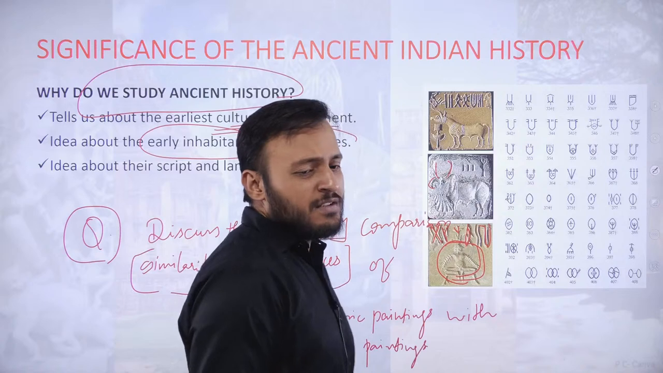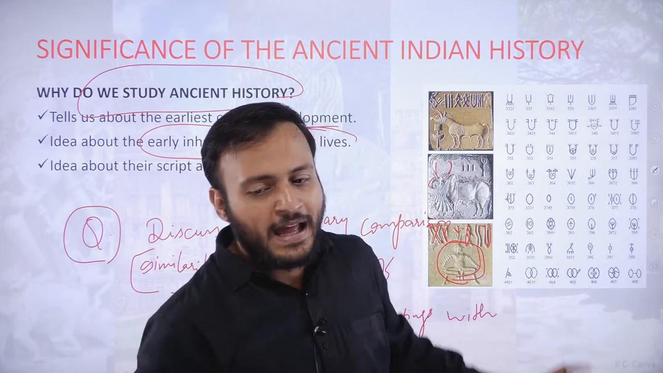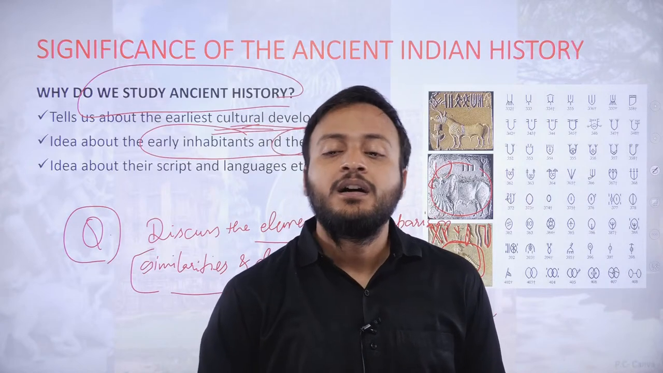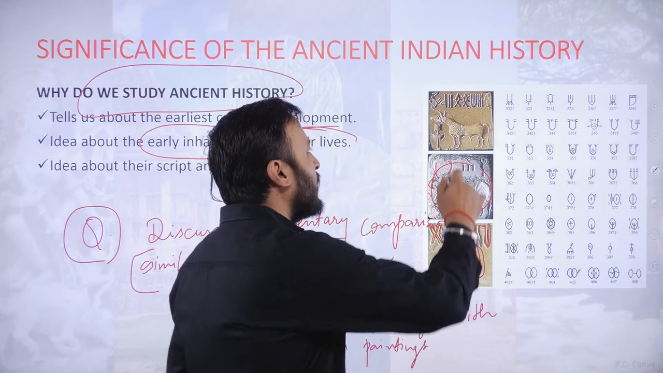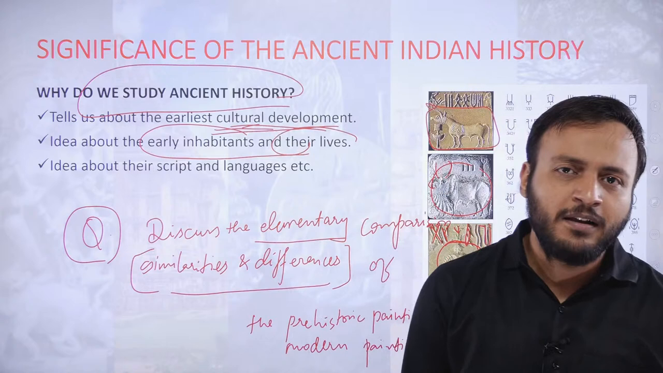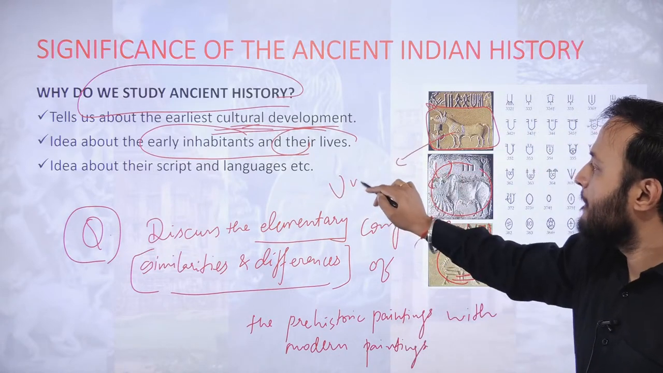Here is a bull. Suppose there are lots and lots of such stone plaques, such stone seals, with images of the bull. What does it indicate? It indicates that the bull was probably considered a sacred animal. And not just that, if we look at this particular animal, it looks very special. It does not look like any ordinary animal. Many historians have called it probably a unicorn.